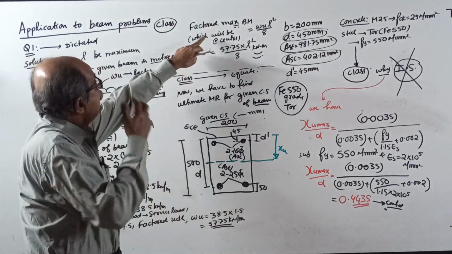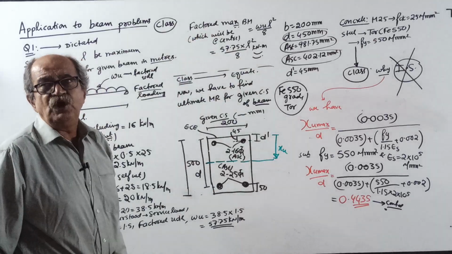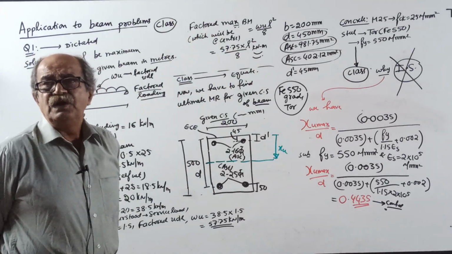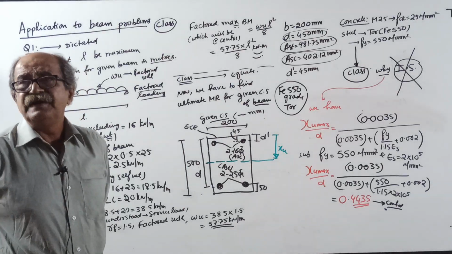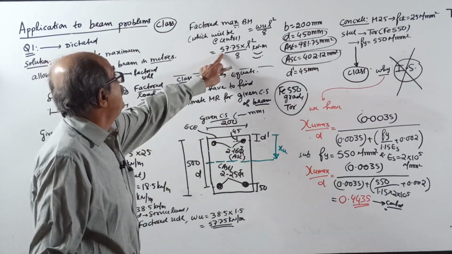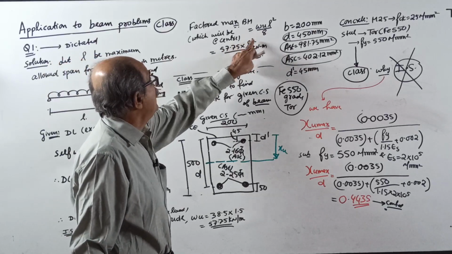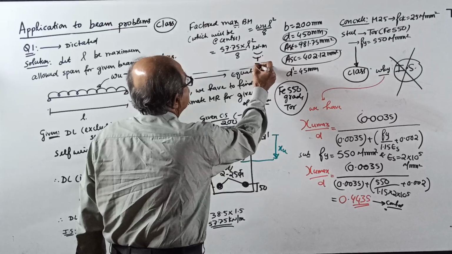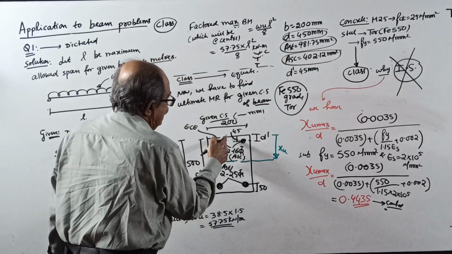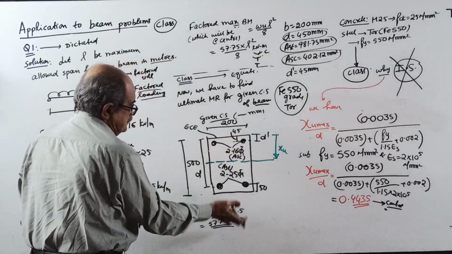Now, calculate factored maximum bending moment. Simply supported beam with UDL throughout the span. Due to symmetry, it will be at center, WL square by 8. Substitute W, that means W L square by 8 kilonewton meter, sagging BM. So bottom tension, top compression. That's why this is the extreme compression edge. This is all known to you.